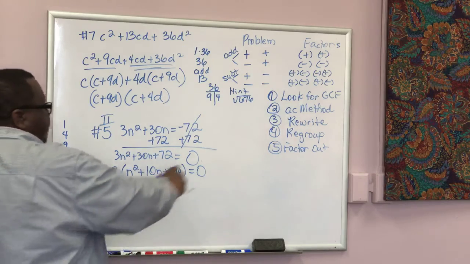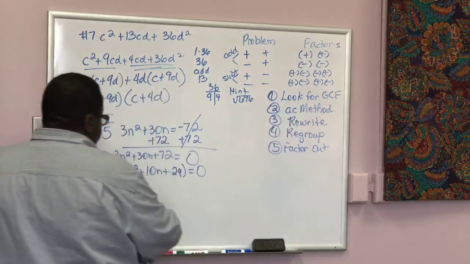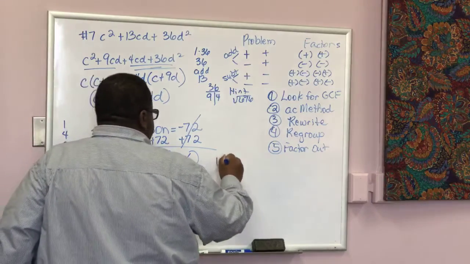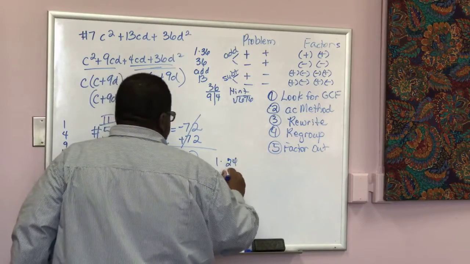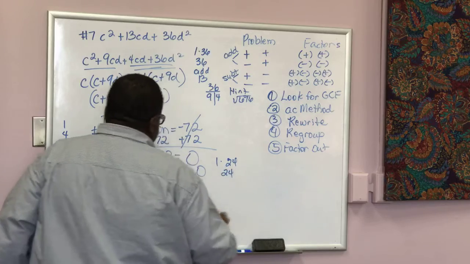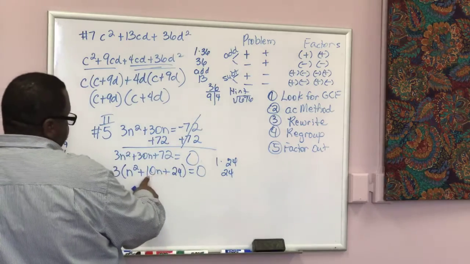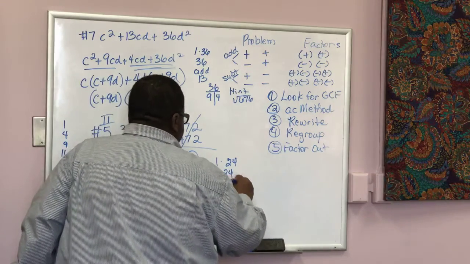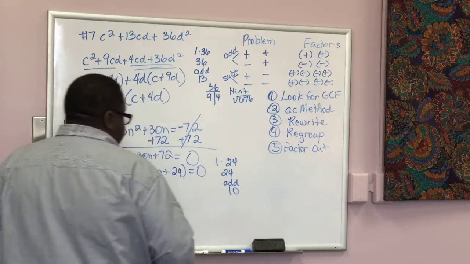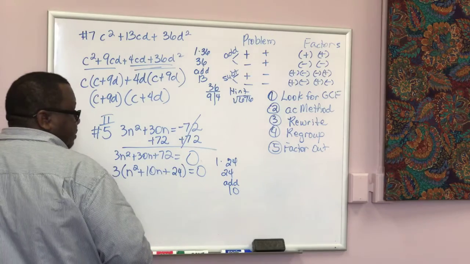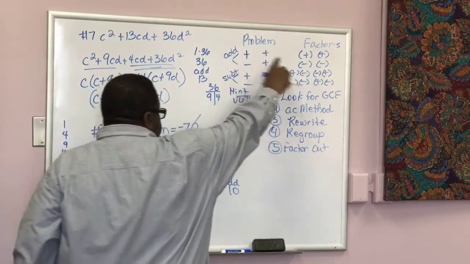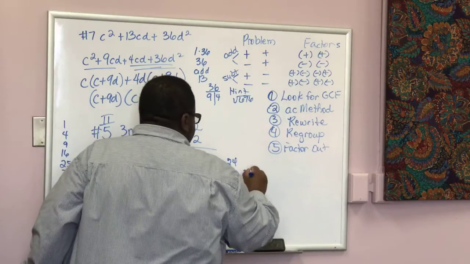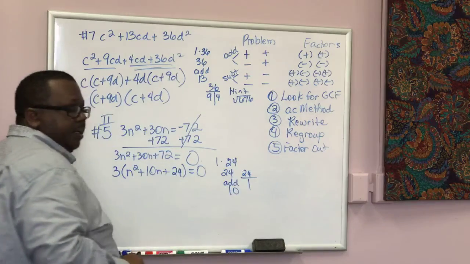Now we're ready to apply our AC method based on what we got inside here. So we're going to say 1 times 24, which is just 24. So we are adding to get a positive 10. We should find some factors that when we add, we get 10 for our answer. Which means we're using the same signs.